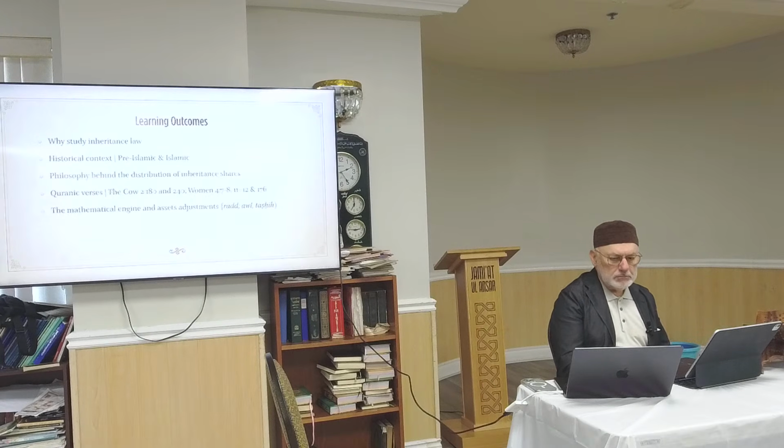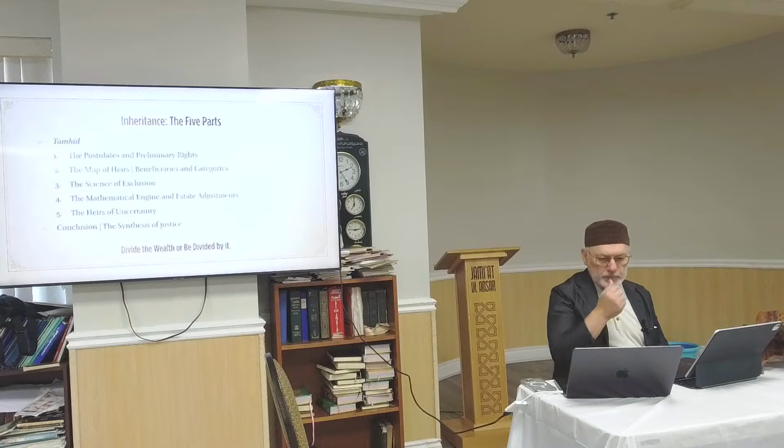We also want to have some idea about the mathematical engine and the adjustments that scholars will do in order to determine exactly the share of each and every heir. And we'll cover 3 things: Rad, Awl, and Tasheeh. So Rad, this is the idea of reduction, and Awl is an increase, and Tasheeh is a correction.